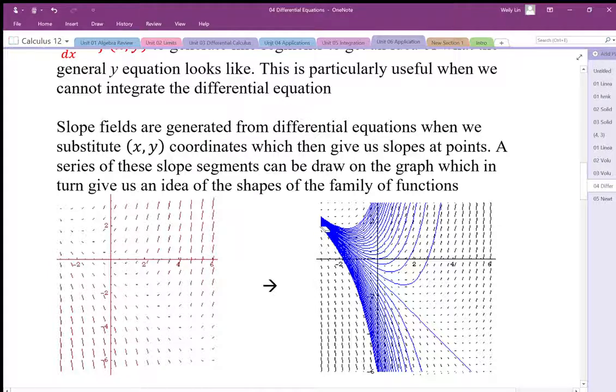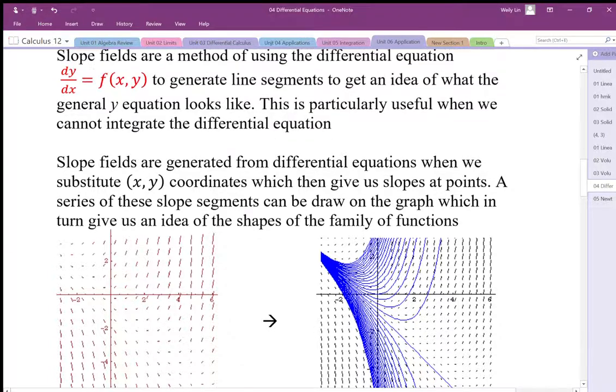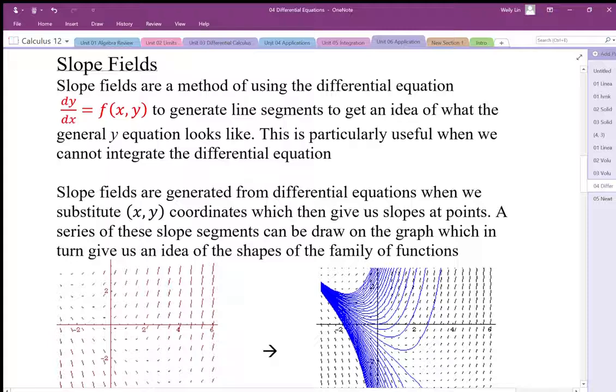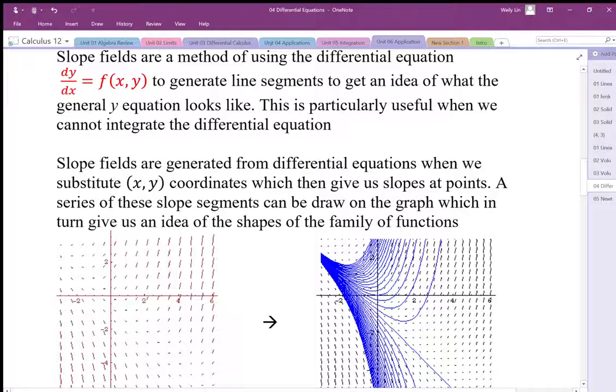And here on the right hand side, we see all the different possible solutions, depending on where the graph goes through, depending on the initial condition, or the plus c. So this is very useful to get an idea of what the graph looks like, especially when we get differential equations that cannot be solved. If we have a differential equation that cannot be solved, at least we get an idea of what this graph is going to look like.